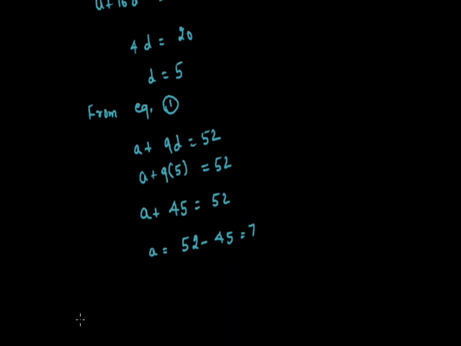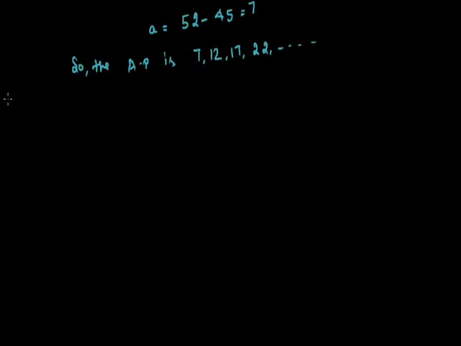Now we have to find the AP. So the AP is: first term is 7, common difference is 5. So second term will be 12. Then 12 plus 5 is 17, 17 plus 5 is 22, and so on. This is the AP.